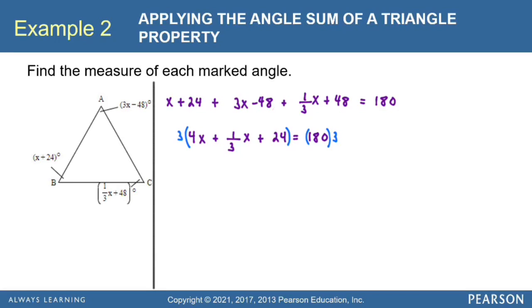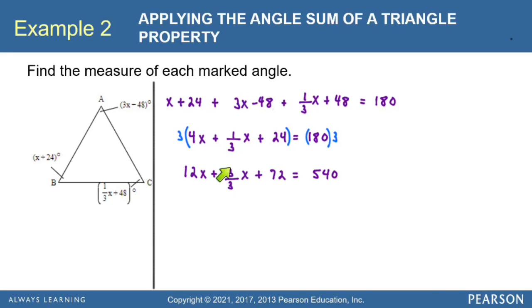And now let's distribute. 3 times 4x is 12x. Then for 3 times 1/3 x, we know that 3 times 1 is going to be 3. In the denominators, we would have a denominator of 1 here if we wrote it down. So that denominator of 1 times this denominator also makes 3. So I've got 3 over 3 times x, and then I've got 3 times 24, which we know is going to be 72. And then on the right side, 180 times 3 is 540.